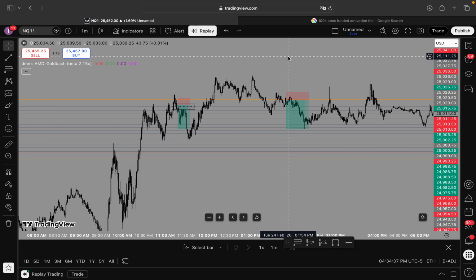Alright guys, so in this video I'm going to show you two slingshot setups that happened. Both were A plus, and there's a difference in both of them. It's two takes that you can go about with slingshot, one being a lot quicker and one being a little bit more developed.